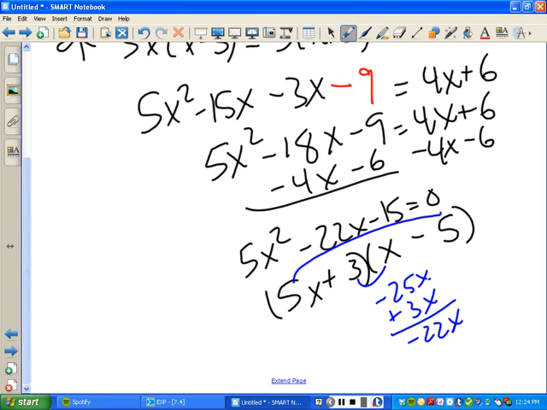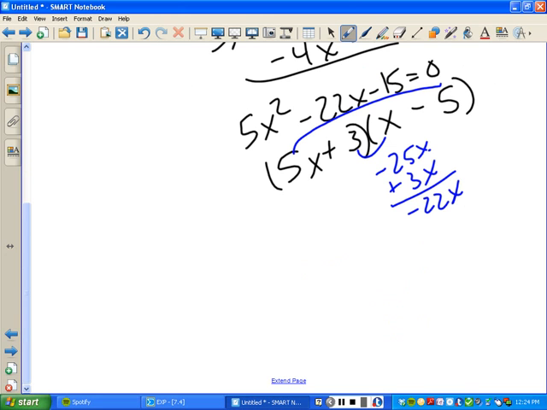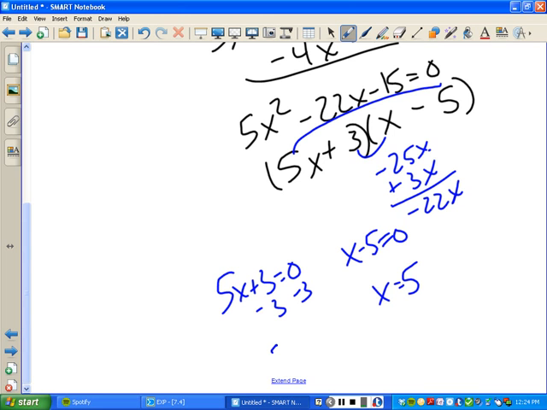Okay. So what do we know? 5x plus 3 is equal to 0. X minus 5 is equal to 0. That will give you two answers. X equals 5, and x equals negative 3/5. So 5 and negative 3/5.